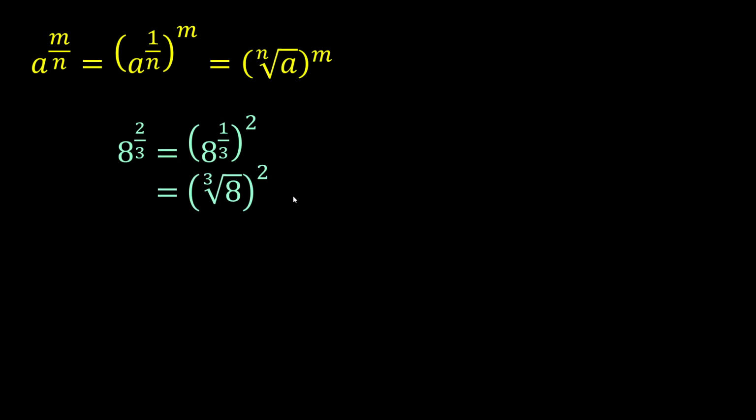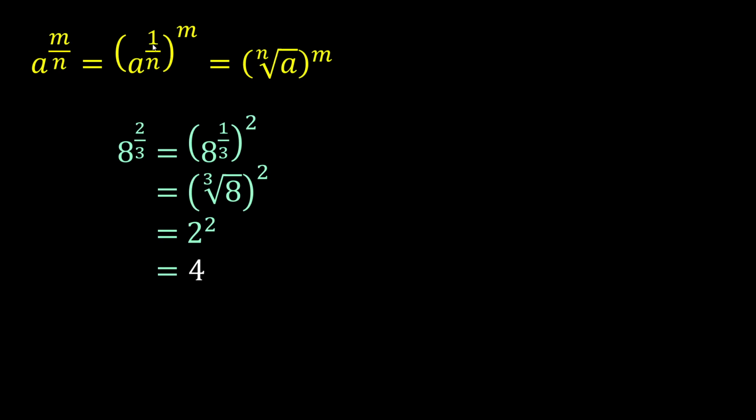That's actually the cube root of 8. You might not need to write this step, but I'm writing it here for clarity. So the cube root of 8 is 2. And then once we've got 2, we can square that. So our answer would be 4. So this might look a little bit complicated. 8 to the 2/3 is actually 4.